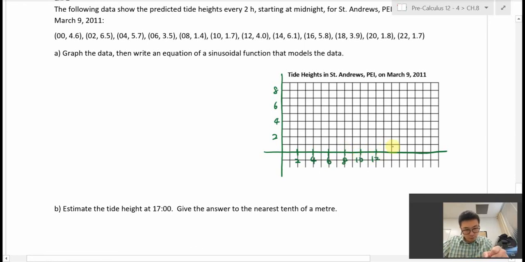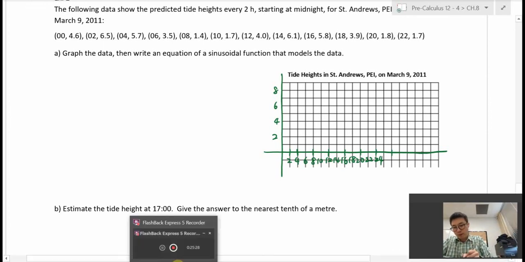Oh, it doesn't look like I have enough. 14, 16, 18, 20. Not quite enough. Okay, well then I guess 2, 4, 6, 8, 10, 12, 14, 16, 18, 20, 22, and 24. Okay, so now we can plot. So I'll give you some time to plot these points on the grid, okay? And we'll come back and finish the question.